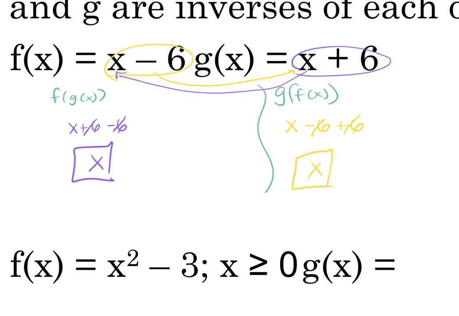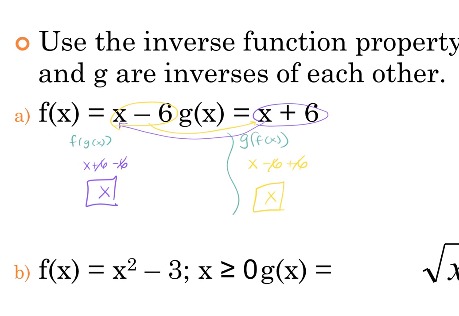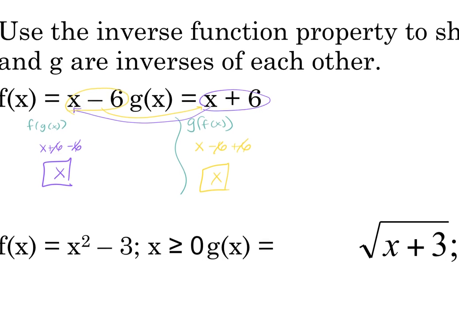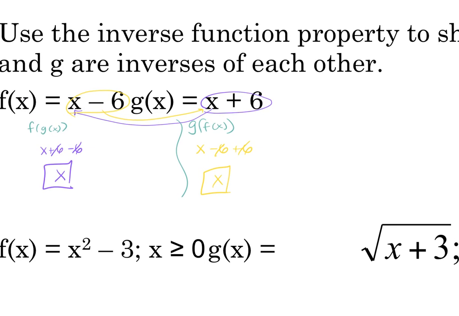So when the instructions say show or prove or verify that these are inverses of each other, the work is basically your answer. You'd have to have the work of both f of g of x and g of f of x. If it had said are f and g inverses of each other and you don't get x for both of those, then the answer is no. If you get x for both, it's yes, but if you don't get x for either, it's no.